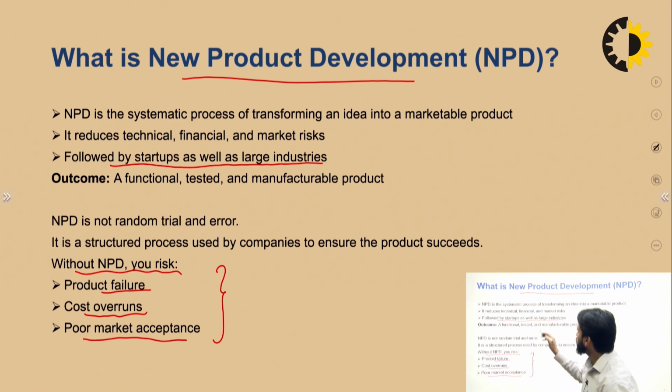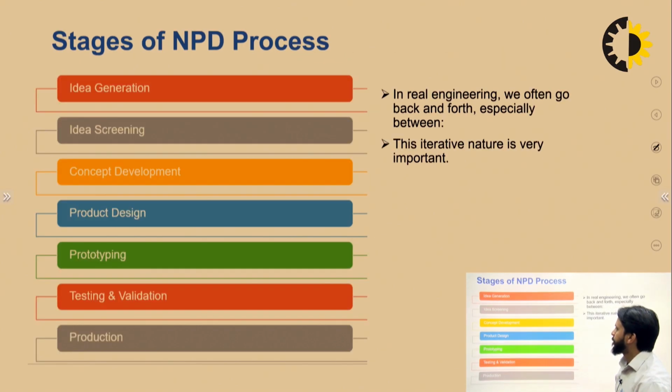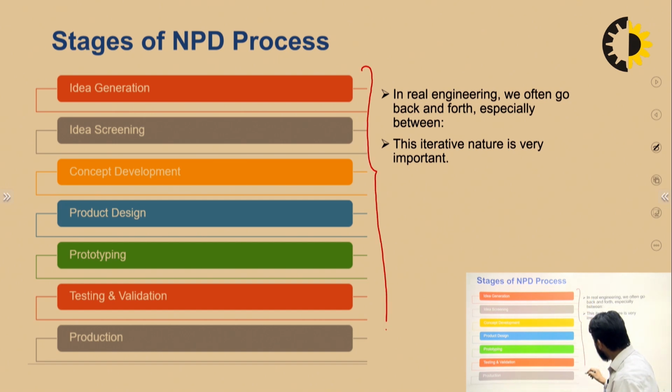The important term is that it's a systematic process and not random trial and error. It is not like first we design, then we prototype, and then we think, oh, it is not going to happen. You have to plan each and every stage beforehand, before encountering any risk or any complexity. So these are the important stages of new product development, and we have to understand each one in this lecture series.